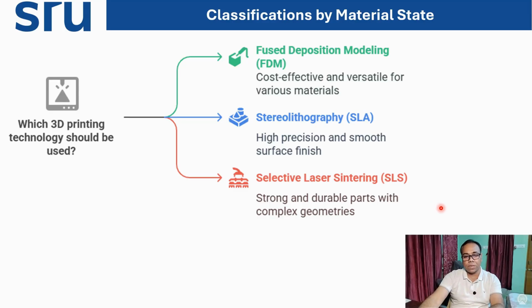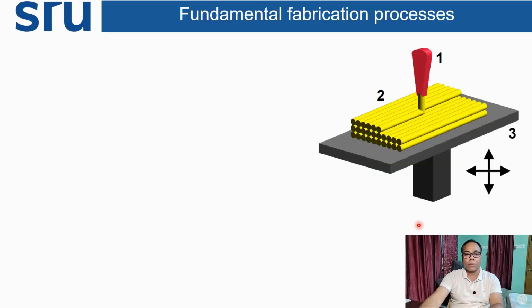So from this type, the strong and durable parts with complex geometry are made. Basically, in the additive manufacturing or 3D printing process, the products are made having very complex shapes and sizes. Now coming to the basic or fundamental fabrication for the 3D printing process, we are going to discuss the FDM type of 3D printing process.